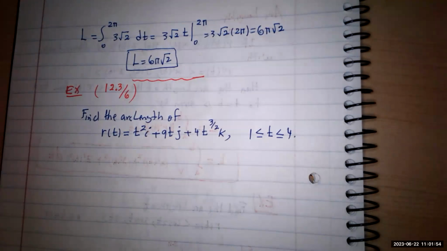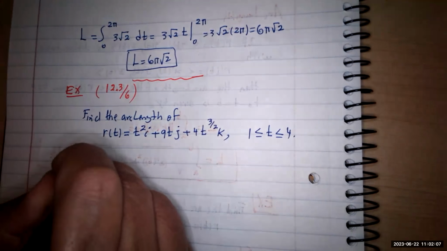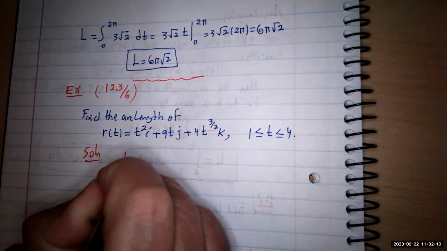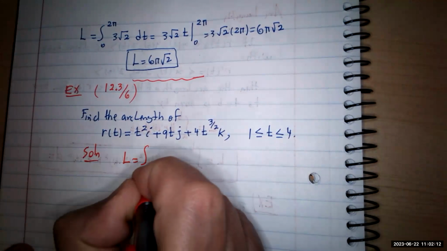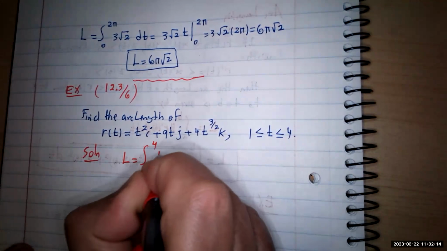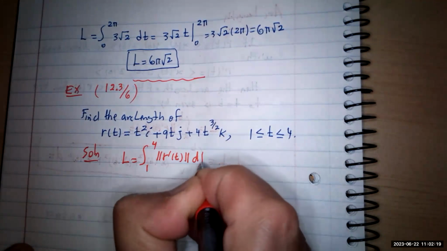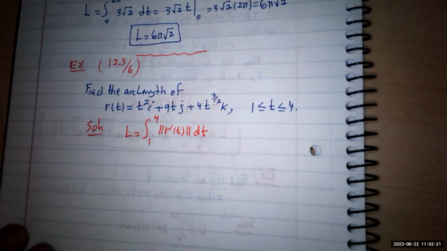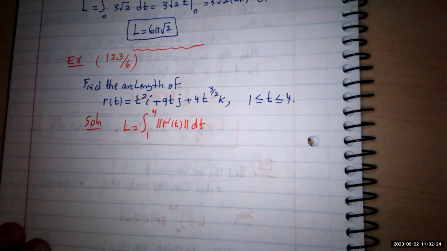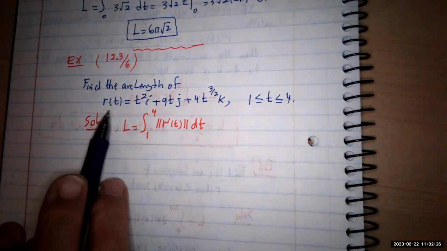Let's see what is special about this one. Again, find the speed first, the norm of the r prime, and then do it. So the solution is going to be, the formula is L integrating from 1 to 4 of the norm of the r prime of t dt. So that's going to be your formula. So differentiate it.